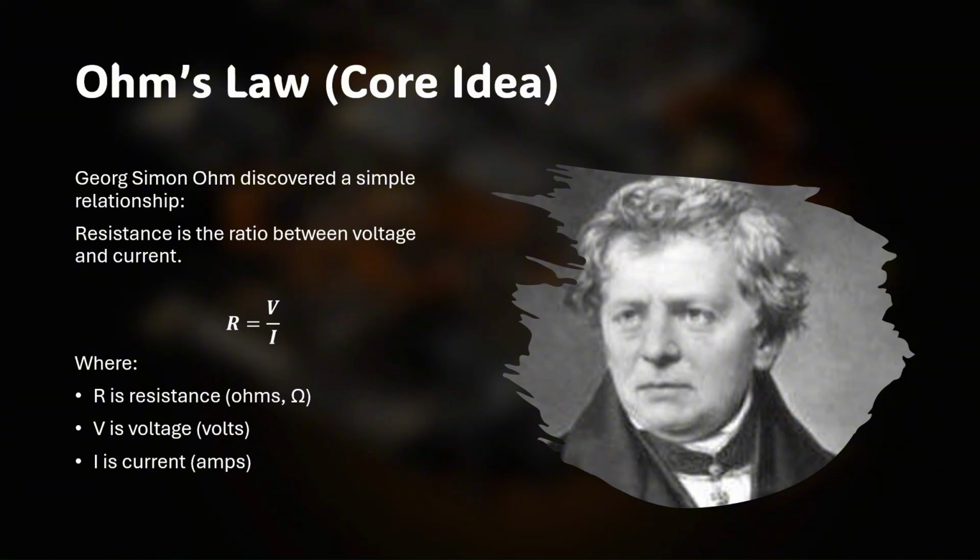In words, resistance is how much voltage is required to produce a certain amount of current. If a circuit needs a lot of voltage to push even a small current, it has high resistance. If a small voltage produces a large current, the resistance is low.